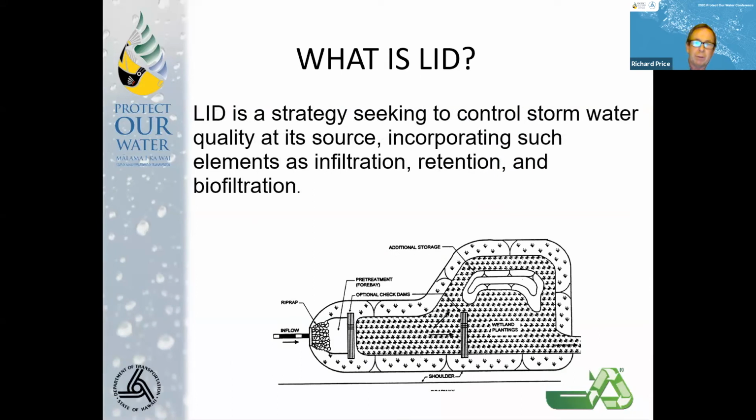Another good example is that it's a strategy to control stormwater quality at its source, incorporating such elements as infiltration, retention, and biofiltration. And this is a common theme. In terms of roadway projects, what it comes down to is installing more smaller treatment sections rather than one big one. If we wait and collect all of the water at the end of the pipe, treating that kind of volume can be done, but again, it requires a lot more land area. And typically we don't have that at the outfall or our discharge point.